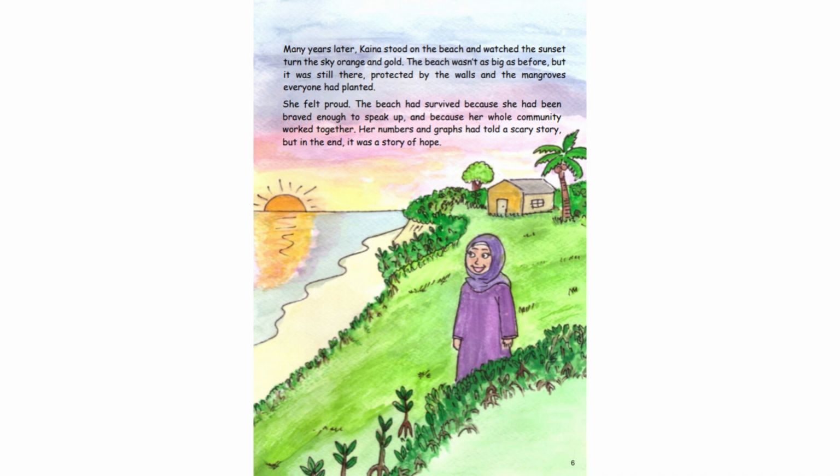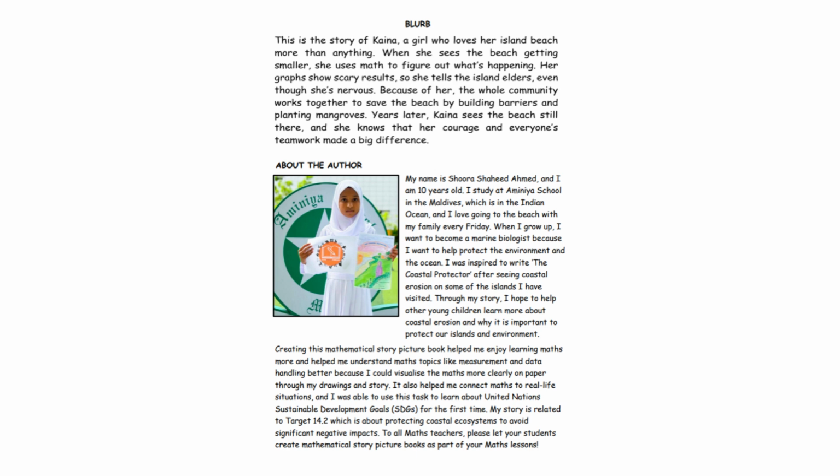The end. This is the story of Kaina, a girl who loves her island beach more than anything. When she sees the beach getting smaller, she uses math to figure out what's happening. Her graphs show scary results, so she tells the island elders, even though she's nervous. Because of her, the whole community works together to save the beach by building barriers and planting mangroves. Years later, Kaina sees the beach still there, and she knows that her courage and everyone's teamwork made a big difference.